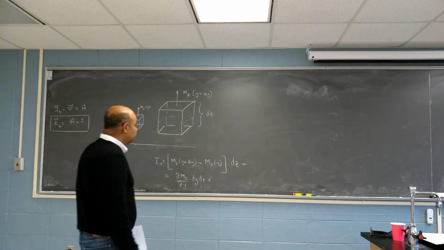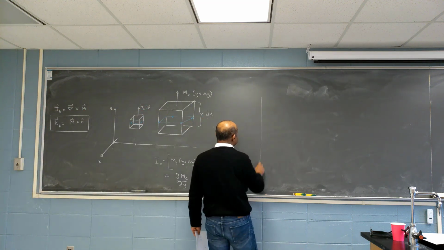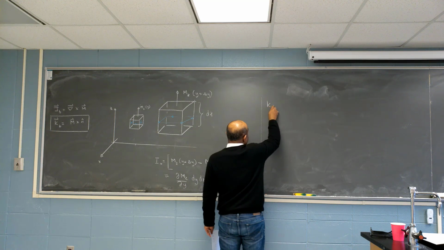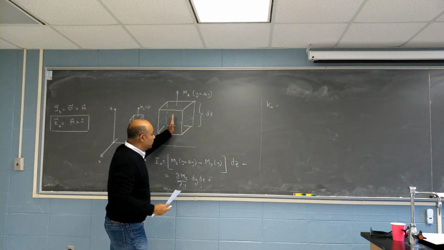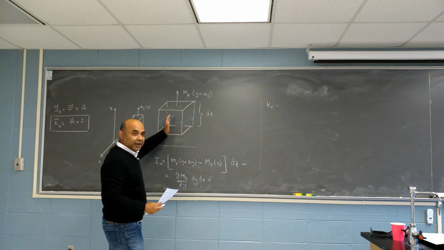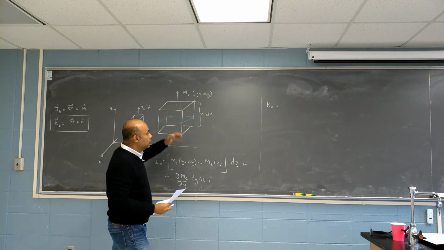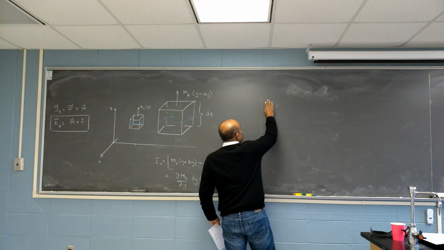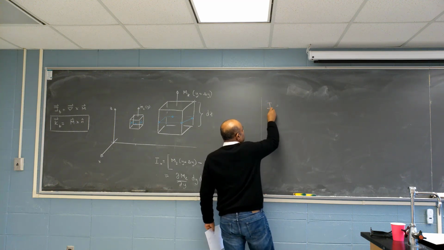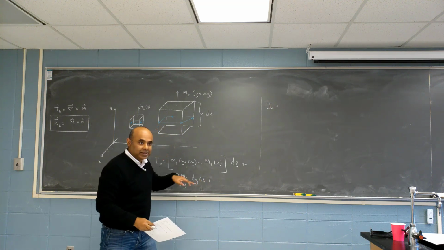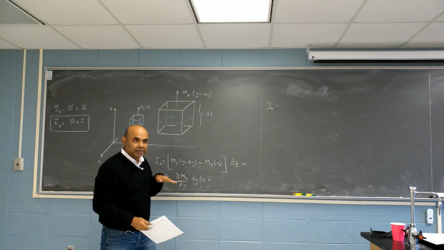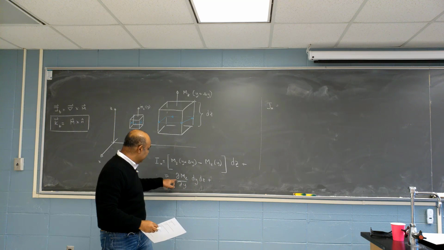As a result, Kx is the current flowing through this area divided by the area. That's what volume current is. So it is simply this term.